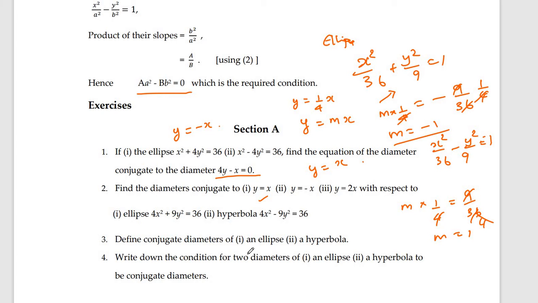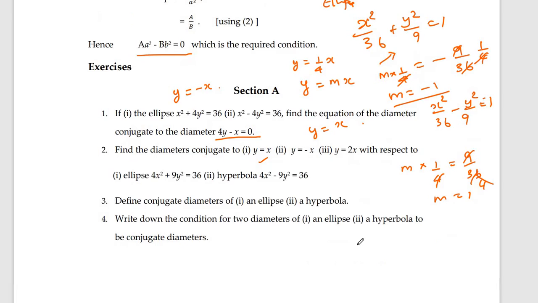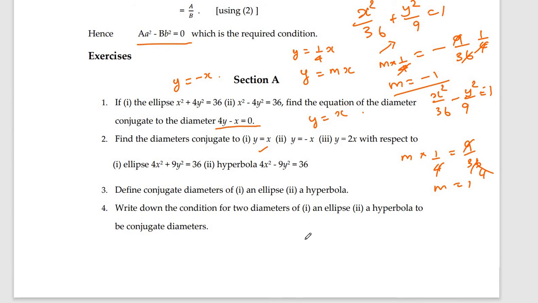Now the next one, define conjugate diameters of an ellipse or a hyperbola. So these questions can be asked in section A, and also write the condition for two diameters of an ellipse to be conjugate diameters. We have m1, m2, the product of their slopes, to be minus b square by a square, and for the hyperbola it is m1 m2 is equal to b square by a square. So it should be started like this.